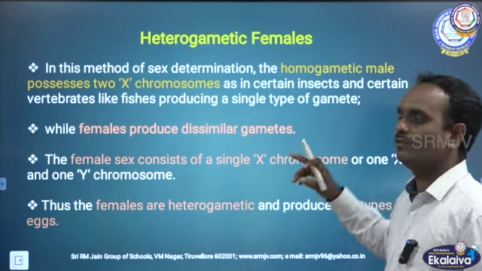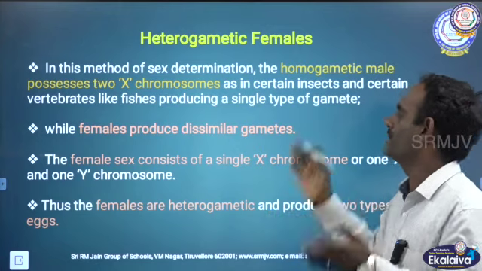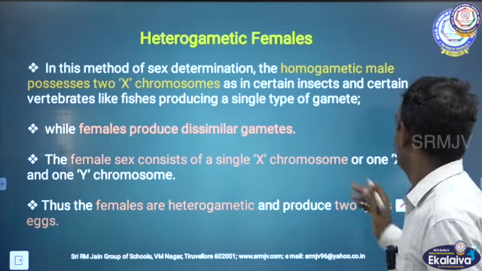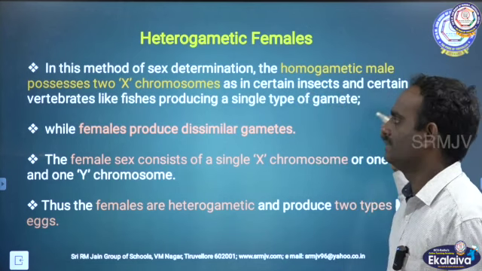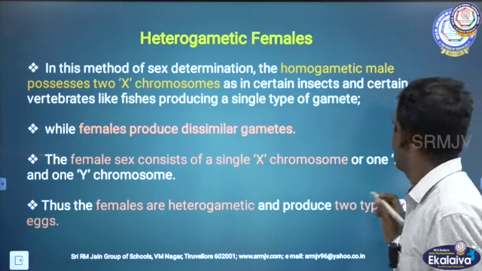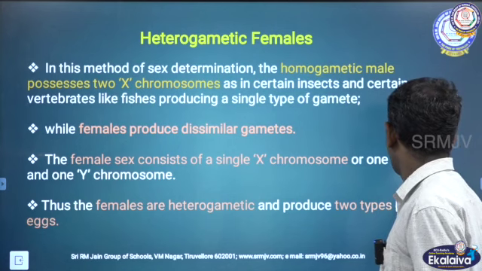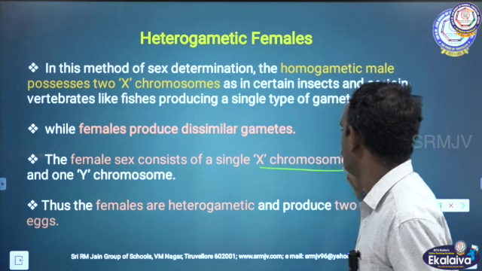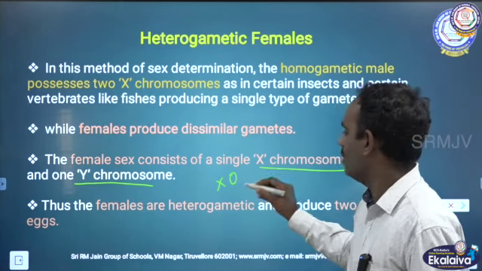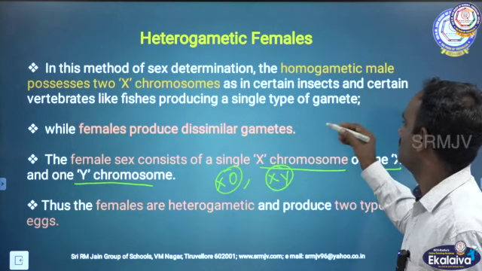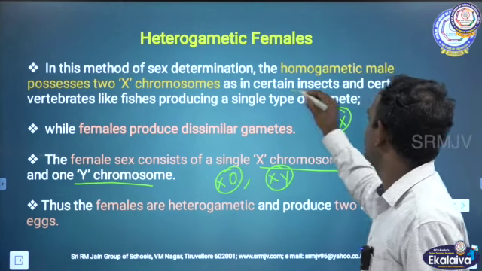Then we move on to heterogametic female. In the last slide, we completed heterogametic male. In this method of sex determination, the homogametic male possesses two X chromosomes, as in certain insects and in certain vertebrates like fishes, producing a single type of gamete, while the female produces dissimilar gametes. The female sex consists of a single X chromosome, or one X and one Y chromosome. So the female is XO or XY, while the male has similar gametes, XX.